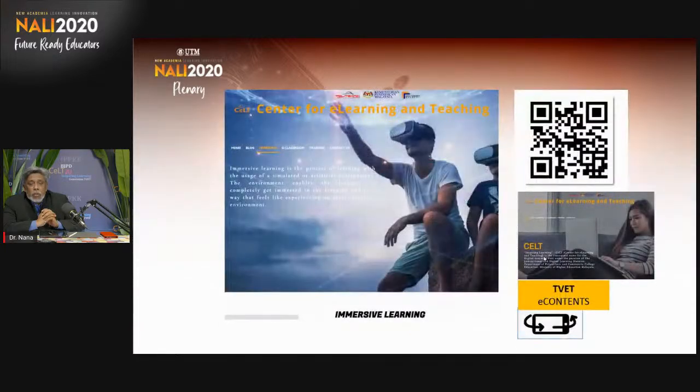So next, we have our own website. You can scan the QR code there to straight away be part of that website. This is where you can click on the buttons of the immersive learning. And this is the contents where you have 360 videos, i360 videos, and so on for the students to be part of an immersive environment.